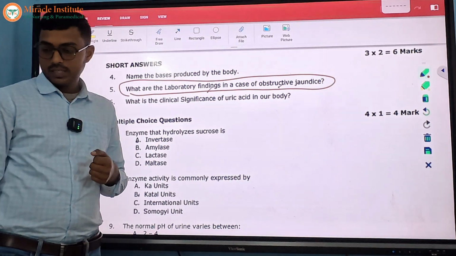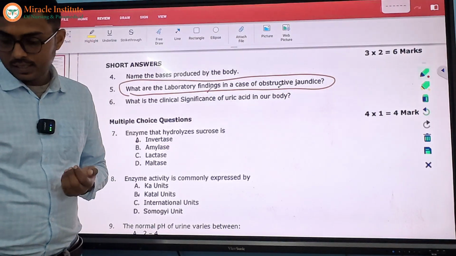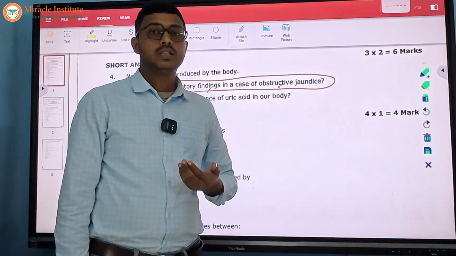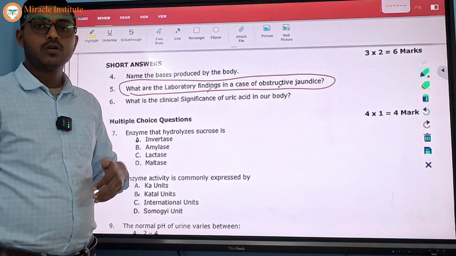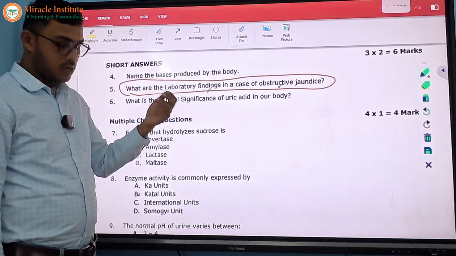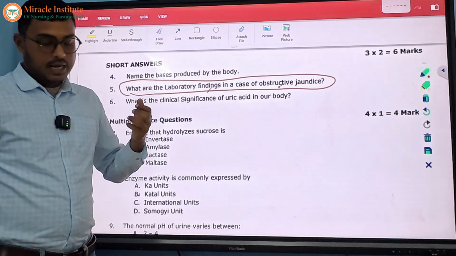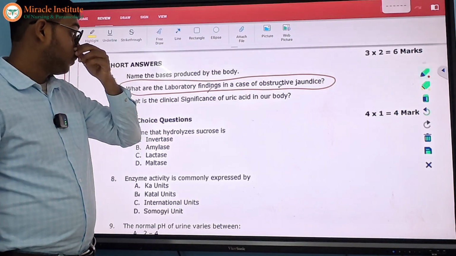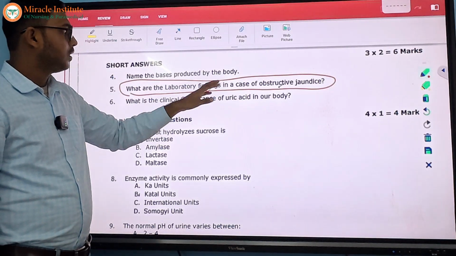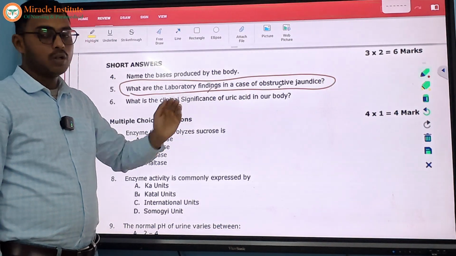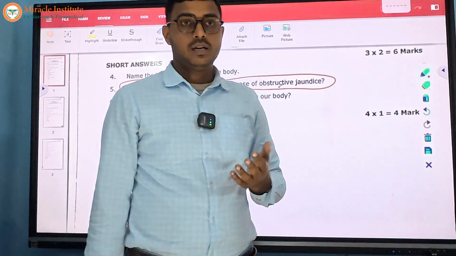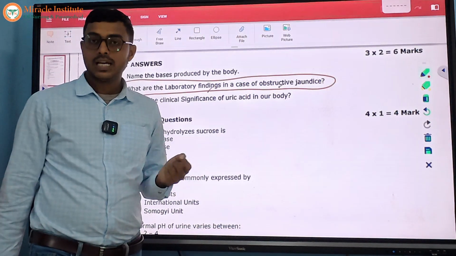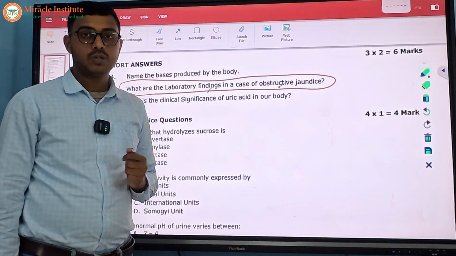The laboratory findings in obstructive jaundice are a very important question, because here we go through the serum bilirubin, the enzyme properties, the urine, and the stools. In obstructive jaundice we describe all the factors, including the enzymes, one being alkaline phosphatase.